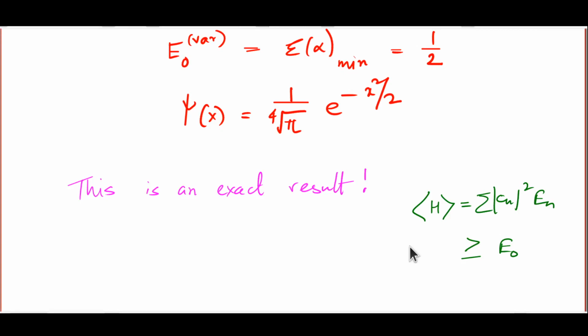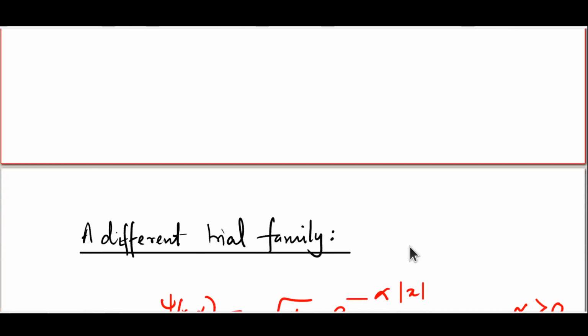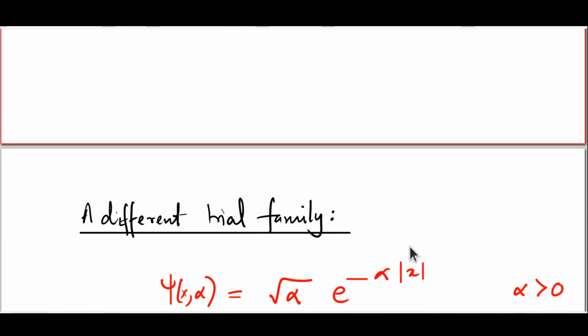Just to see what happens when we choose a different trial set of wave functions, we are going to solve the same problem again using a different set this time. Note that whatever wave function we choose, we must insist that the wave functions die out at infinity. And another function which does that is e to the minus alpha mod x. Note the mod x is essential because you want it to die out both at plus infinity and minus infinity, and of course alpha has to be positive for that to happen. And the normalization factor root alpha here is very easy to figure out using elementary integrals.